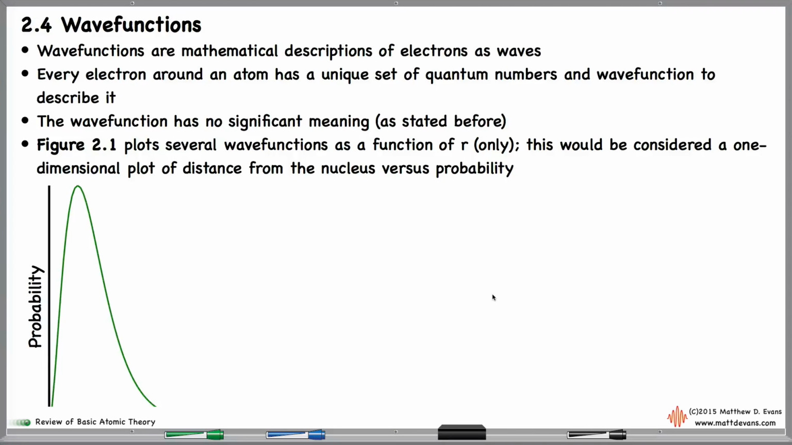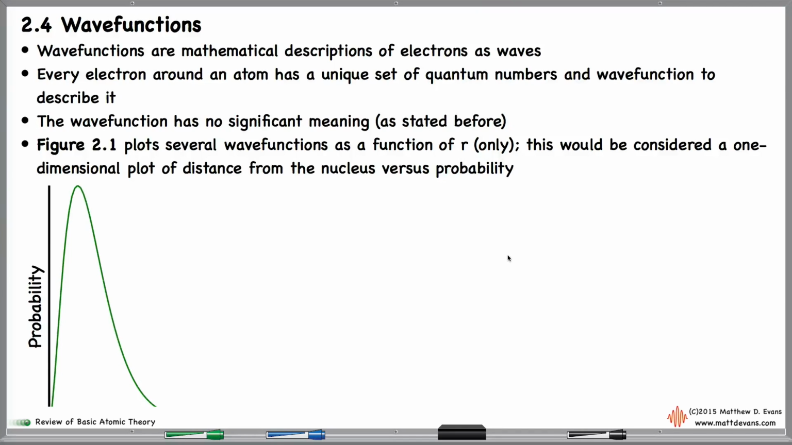Okay, so let's go back to wave functions. So remember, wave functions describe electrons. They're derived from the Schrödinger equation using quantum numbers. And they're mathematical descriptions of electrons as waves, literally. Depending on what quantum numbers we're dealing with, there's a different wave function that describes that electron. A wave function has no significant meaning on its own. We square it right away, and it's only when we square it that we get a probability function.